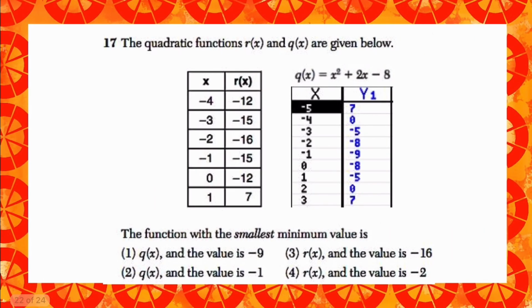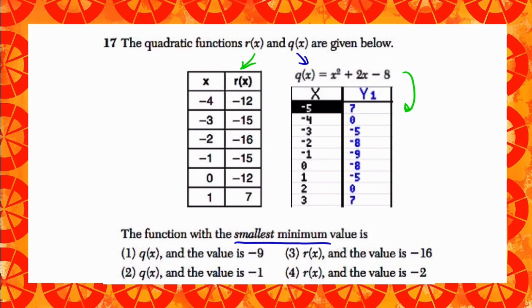Okay, here's a Regents question. I modified it a little bit. The original just gives you the graph, but I know a couple of you weren't able to download the calculator app, so I have given you the table of that graph right there. So it says the quadratic functions r of x and q of x are given below. The function with the smallest minimum value is, let's see if you could do this one on your own.